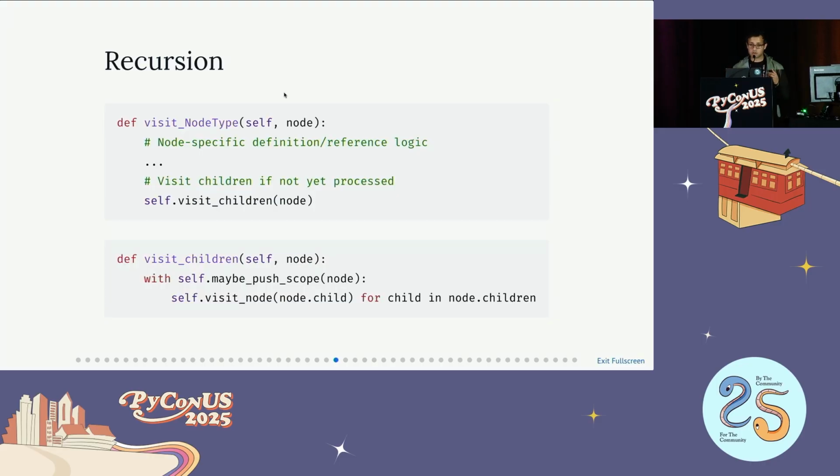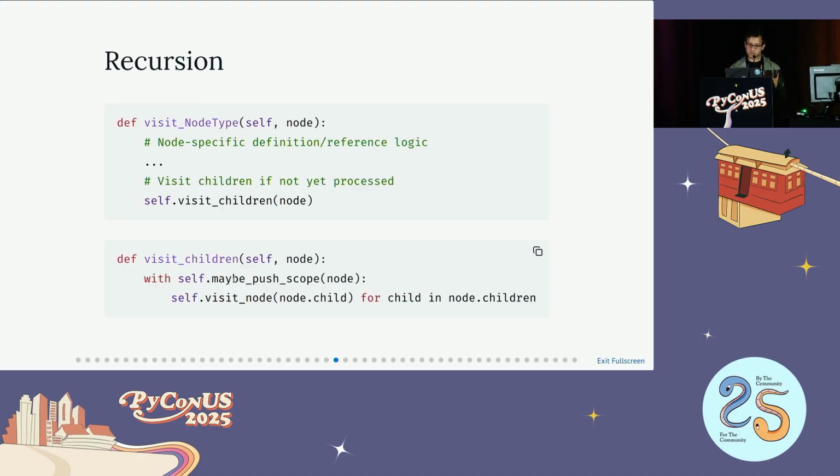Here's some pseudocode. Python does provide an AST node visitor class, which we just subclass and specialize to perform some additional logic while we walk the AST. So the basic idea is you have a recursion where you have these visitors for specific node types, like function definitions. You write some specific logic for that node type, and then you visit the children, depending on the type of the child.